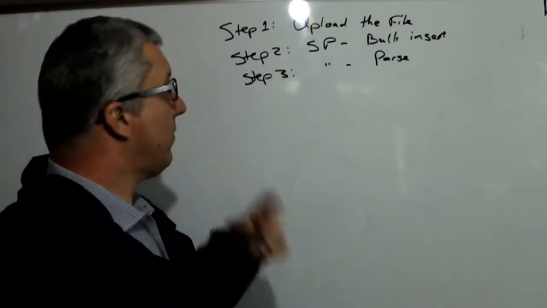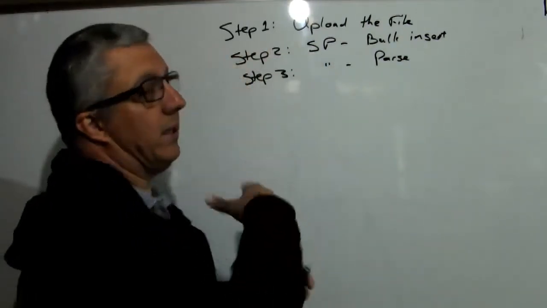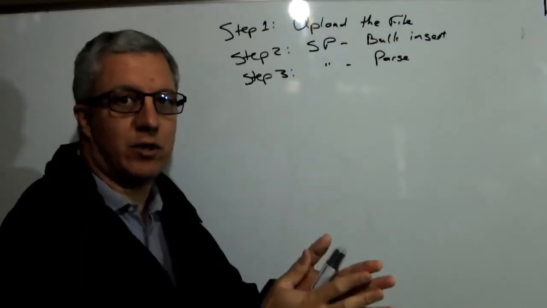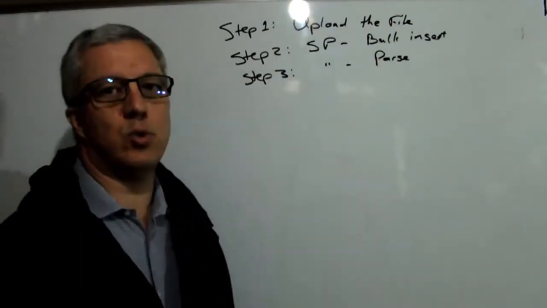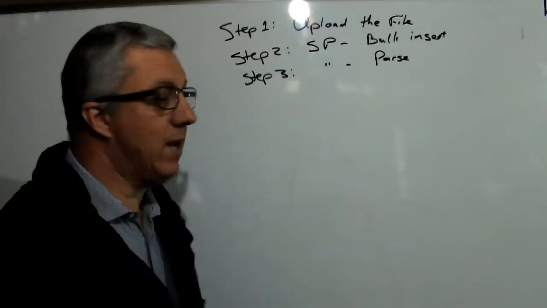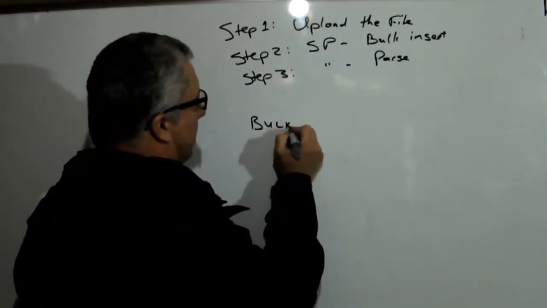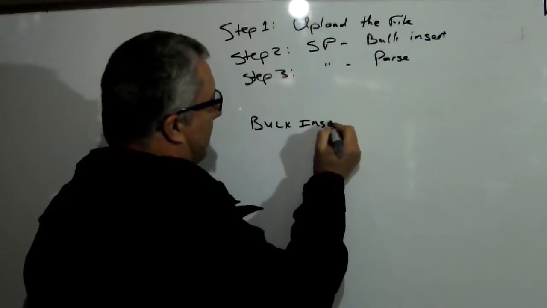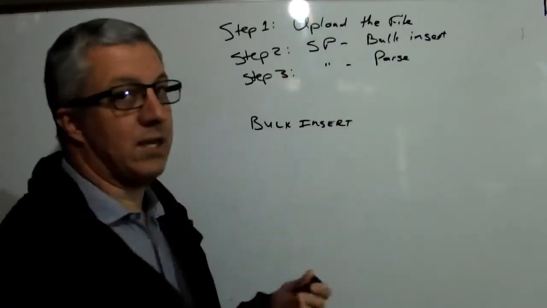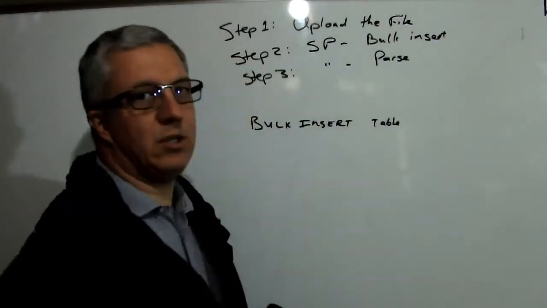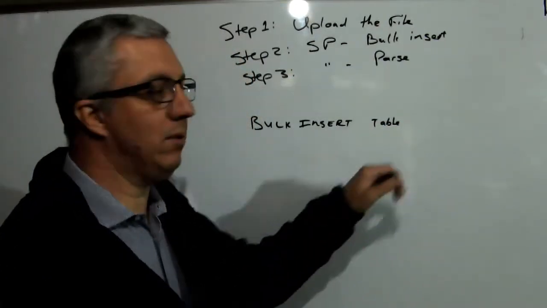So let's say, for instance, in another video you'll see how to upload the file. So you're okay, the file is on the server. We need to create a stored procedure that's going to do a bulk insert. Now, for a bulk insert, the instruction looks as follows. So bulk insert, the table name that you want to insert it into. In this case, it will be our temp table.